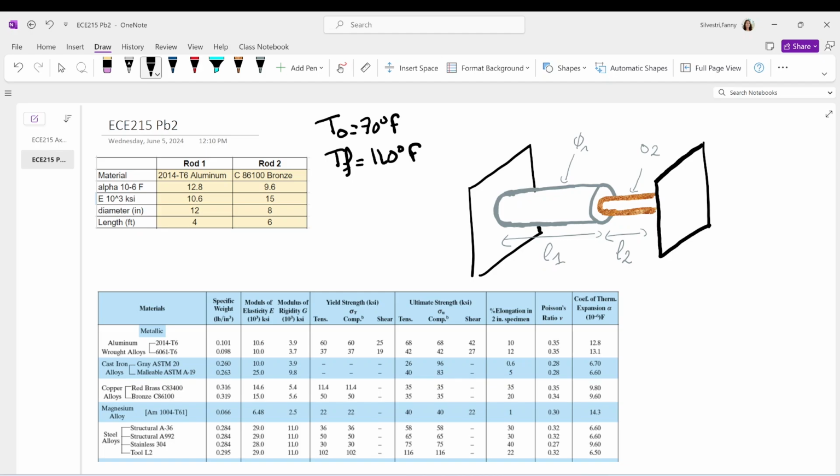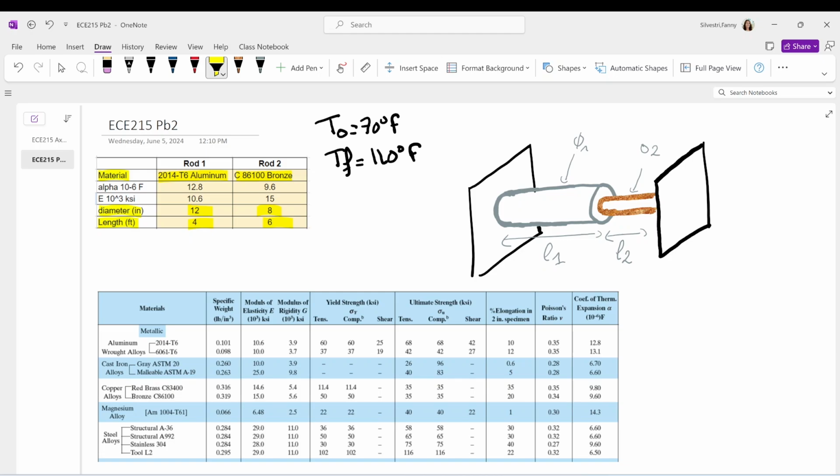Because they will try to expand, they are pushing on the walls, but the walls are not moving, so there are some stresses inside. The information given is, I will just highlight what will be provided to you: the material and the dimensions of the rod. The diameter one is 12 inches, and the length will be 4 feet, and the diameter two will be 8 inches, and the length will be 6 feet.